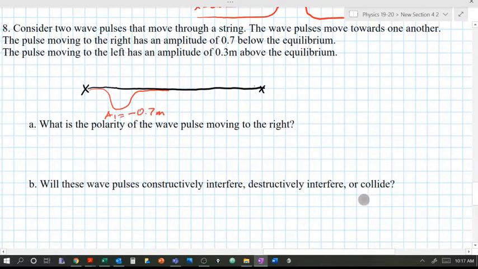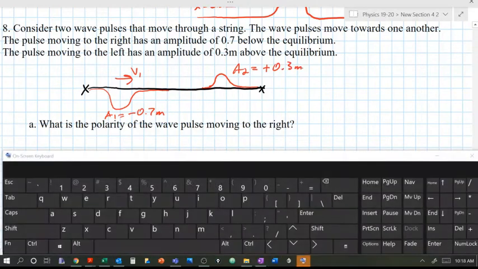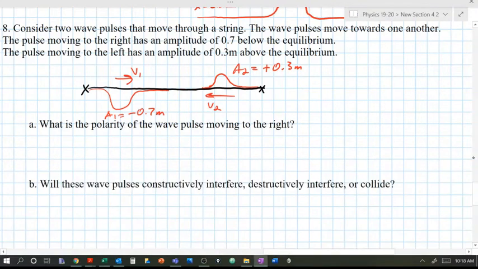And we're going to send another wave to the left. So this wave, V1, is moving to the right. And then we send another wave to the left above the equilibrium, positive 0.3 meters, because it's above the equilibrium, and this pulse is moving to the left. So the polarity of the wave pulse moving to the right, A1, the polarity is negative. Why? Because it's below equilibrium.